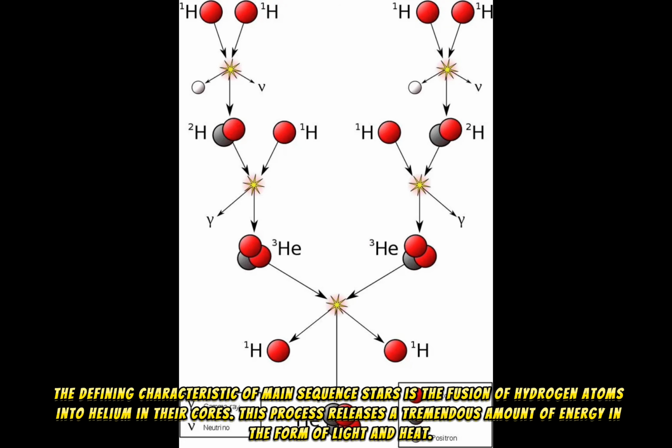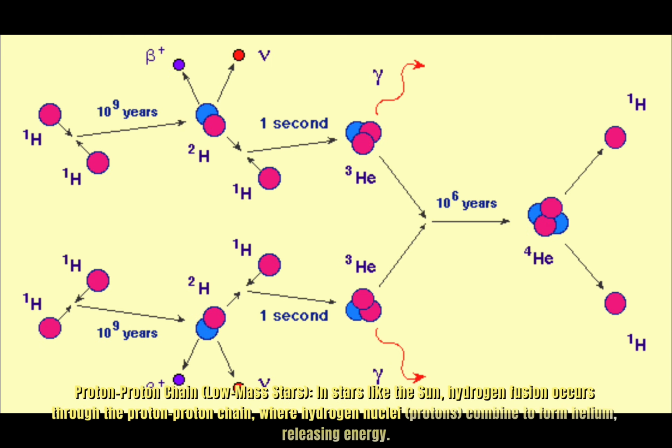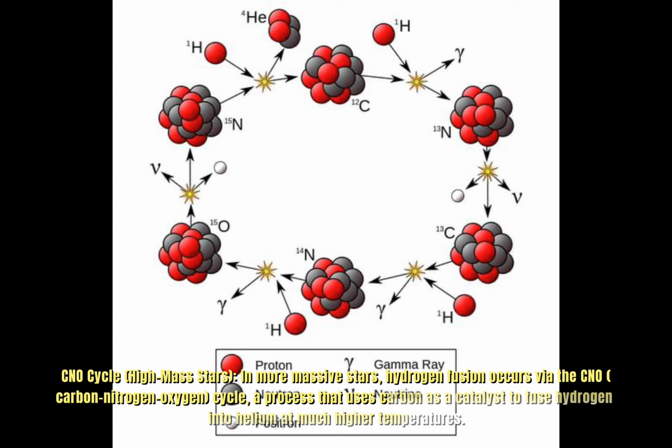The defining characteristic of main sequence stars is the fusion of hydrogen atoms into helium in their cores. This process releases a tremendous amount of energy in the form of light and heat. Proton-proton chain: in low-mass stars and stars like the Sun, hydrogen fusion occurs through the proton-proton chain, where hydrogen nuclei, protons, combine to form helium, releasing energy. CNO cycle: in high-mass stars, hydrogen fusion occurs via the CNO, carbon-nitrogen-oxygen, cycle, a process that uses carbon as a catalyst to fuse hydrogen into helium at much higher temperatures.